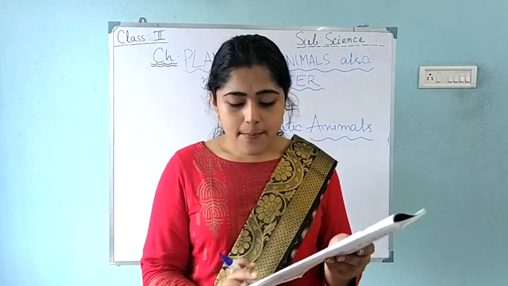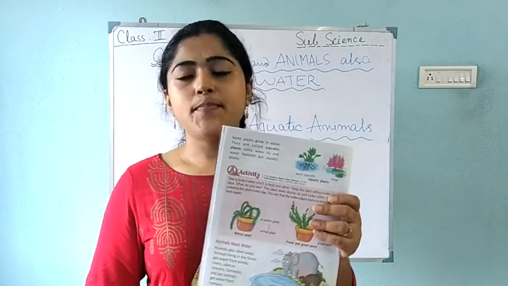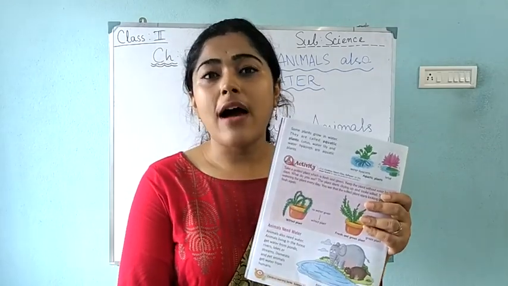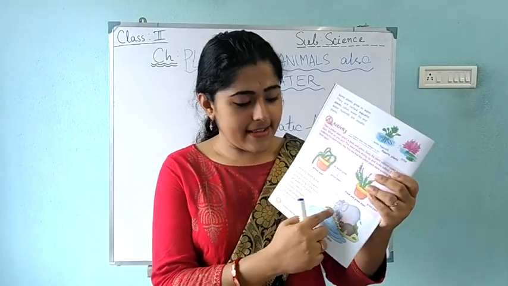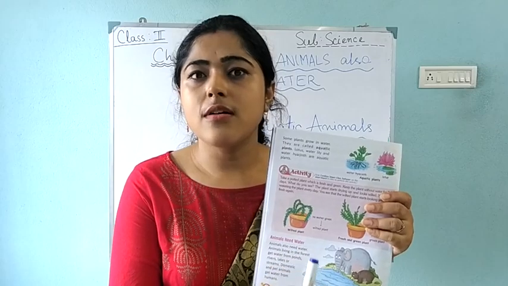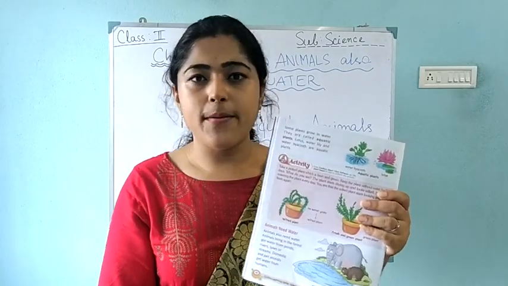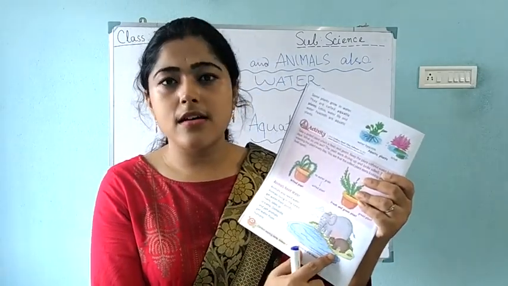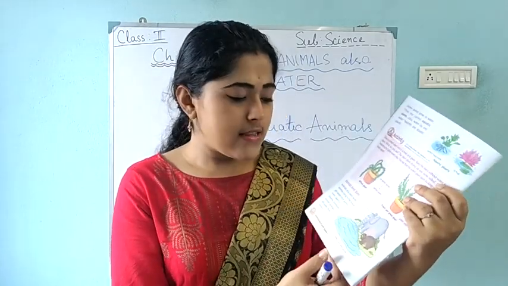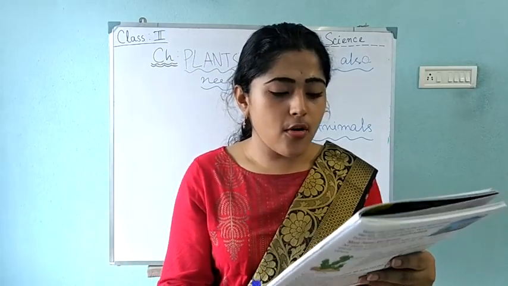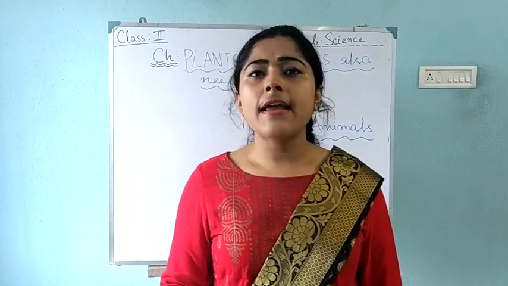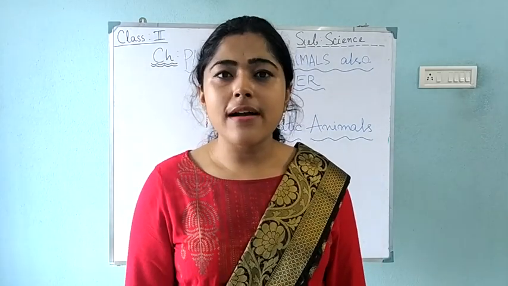Look, there are some pictures on page number 10. There are pictures of an elephant and a bhalu, a bear, right? They too take water in a pond. So elephant and bear take water in the pond. So animals also need water for growing, and they also drink water.